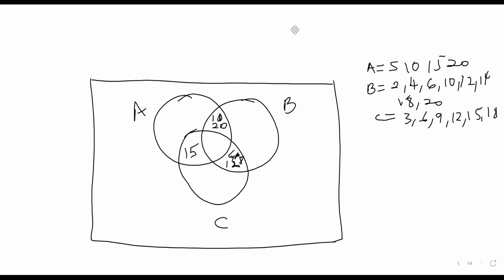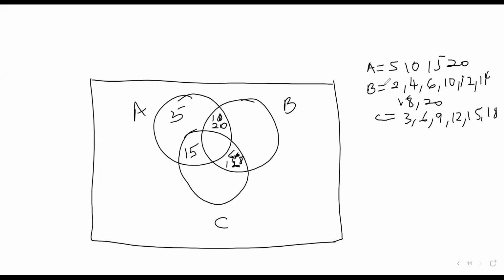Okay. So once we have these ones that are common, then we can fill in what is in A other than what is already filled. A, we already have 10, we already have 20, we already have 15. What is left that is not filled in A? 5, so we fill it there, 5.